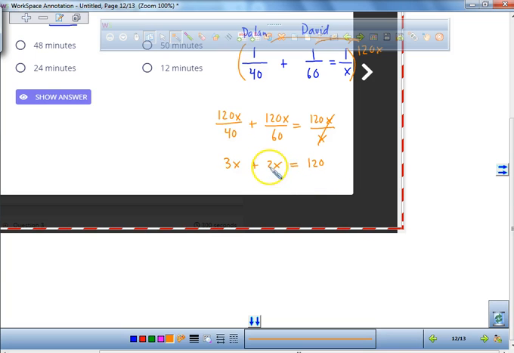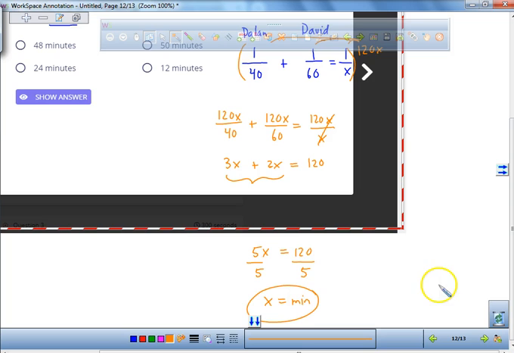I'm allowed to make mistakes as long as I correct myself, all right? Feel free to guilt and shame me. Just do it behind my back. All right, here we go. 3x plus 2x is a total of 5x equals 120. And then we just have to divide both sides by 5. Whatever we get will be the number of minutes that it will take.